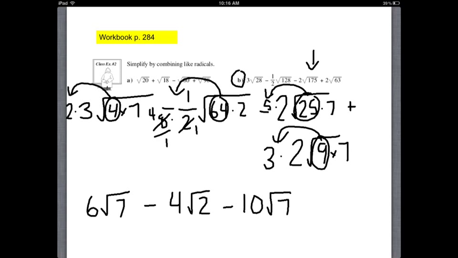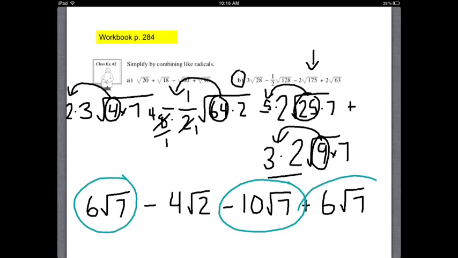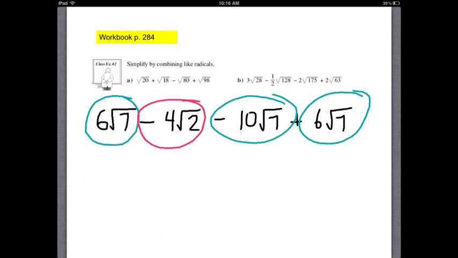And after that, last one is 2 root 63. That can be broken down to 6 root 7 because we multiplied the 3 and the 2 together. Here's a common radicand with this one, and this one right here is all by itself. Okay, so all you need to do here is collect your like terms.